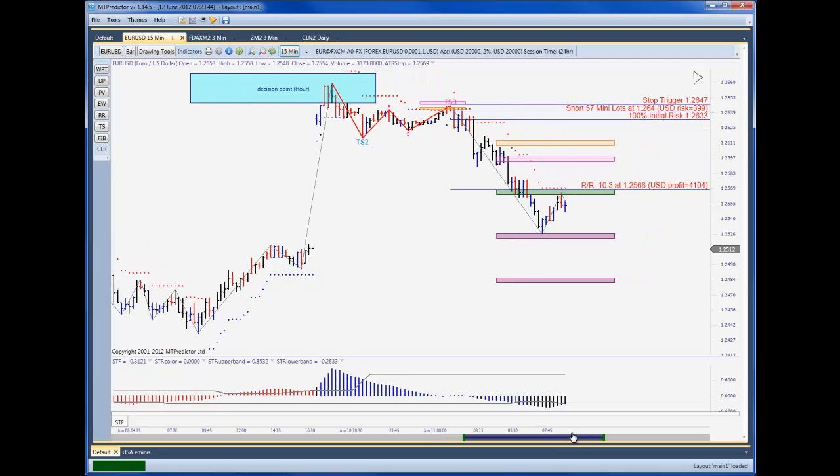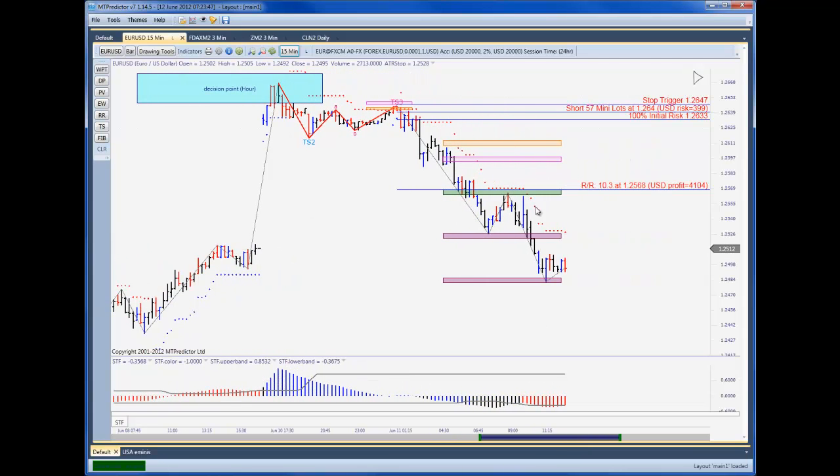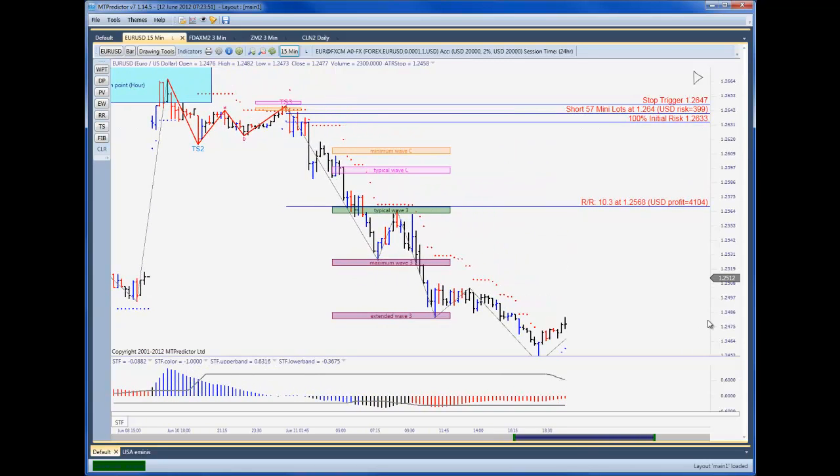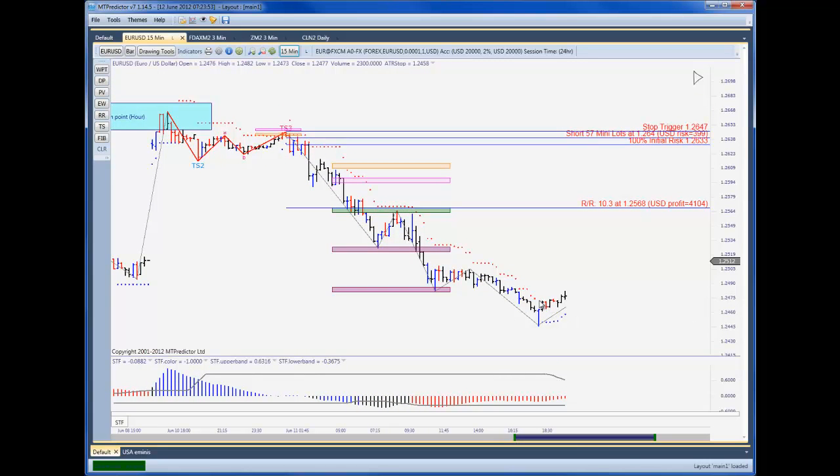So if we scroll forward, you can see that these red dots here would have kept you in this short trade, all the way down till the market would have stopped you out at about this level here. So if I drag the risk reward down to this level here, you can see that it stopped you out here for a profit that was absolutely huge, of approximately, we'll call it 23R.